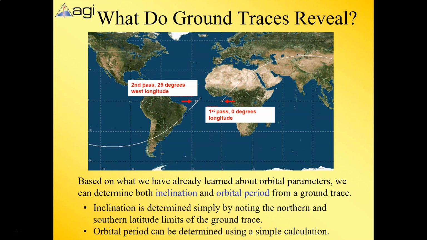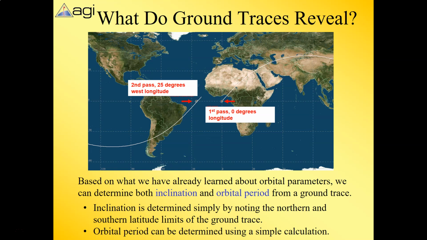Based on what we've already learned about orbital parameters, we can determine that inclination and orbital period can be found from a ground trace. Inclination is noting the northern and southern latitude limits, and orbital period can be determined using a simple calculation. Since inclination has been discussed in detail on the previous slides, the orbital period of a satellite is something that we're going to talk about next, and how we can get it from a ground trace. So in the next slide, I'm going to walk you through the process of computing that period.